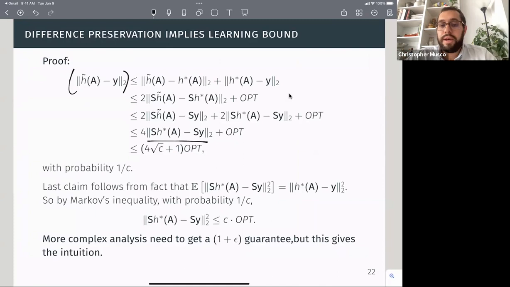It is quite a bit more complicated to get 1 plus epsilon guarantees, and the arguments are a little bit delicate, so I won't go into that. This approach I'm talking about truly only gives a constant factor guarantee. But let's take it as that is interesting for some problems, and we'll move forward only caring about constant factor guarantees for now.